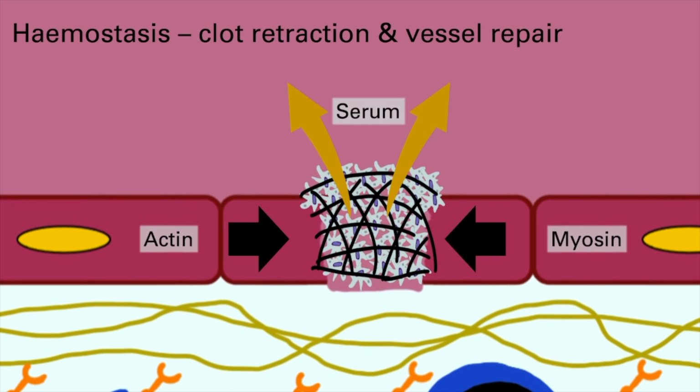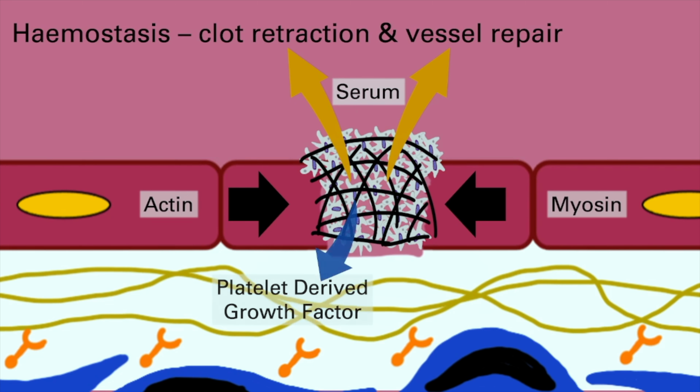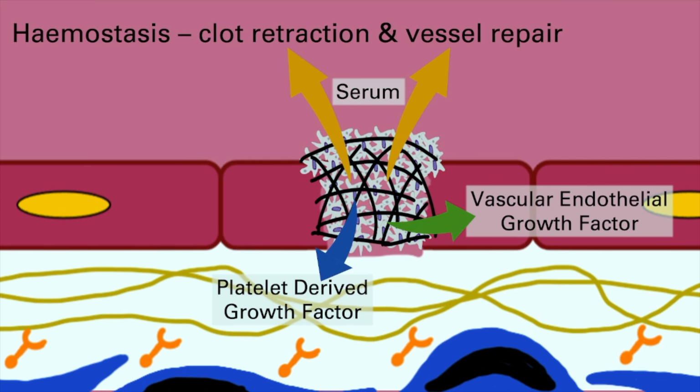At the same time, the platelets release platelet-derived growth factor, which acts on the underlying smooth muscle and collagen to produce tissue patches, which drives the repair process for these underlying structures. Lastly, the platelets secrete vascular endothelial growth factor, or VEGF, which acts directly on the vascular endothelial cells to repair any damage and regenerate the vascular lining.